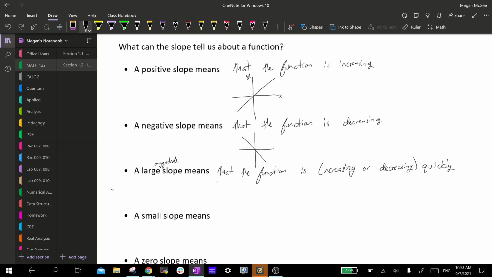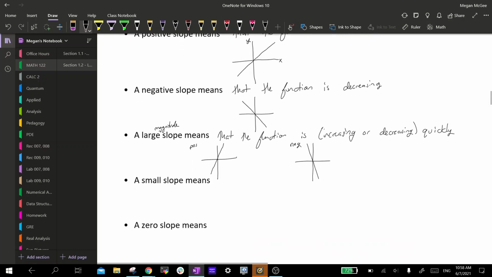So what I mean by that, alright, this is the positive version, and this one over here is the negative version. Okay, this would be a very steep, a very large positive slope. Okay, and similarly, this would be a very large negative slope. Alright. A small slope, again in magnitude. So a small slope means that it's increasing or decreasing slowly.